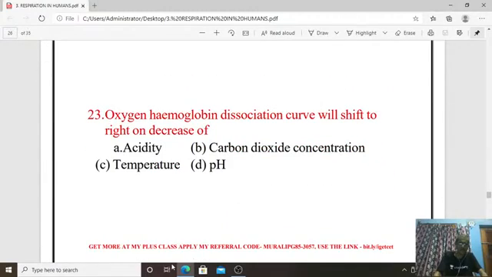Then 23rd. The oxygen hemoglobin dissociation curve will shift to the right on decrease of what? It is pH. pH variation results in changes in the oxygen dissociation curve in the graphical representation, when the pH decreases, meaning acidic. So the answer for the 23rd is D.